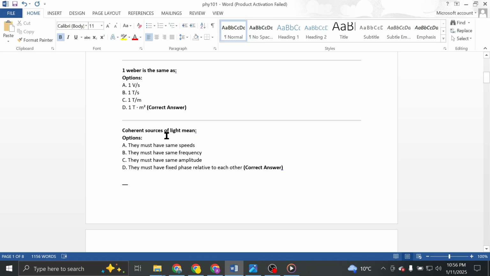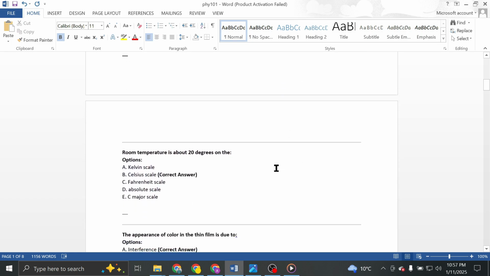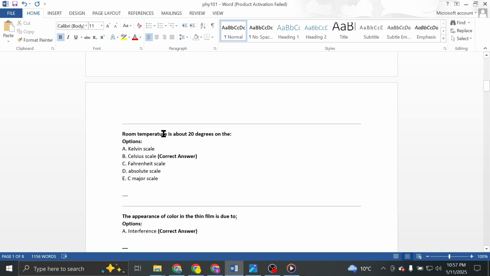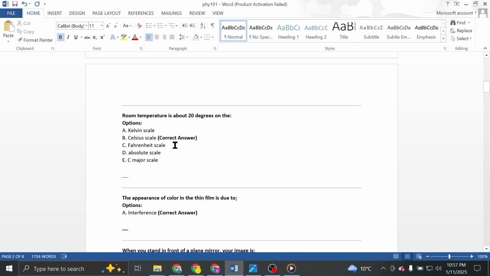Coherent sources of light mean. Options: A, they must have same speeds, B, they must have same frequency, C, they must have same amplitude, D, they must have fixed phase relative to each other. Correct answer. Room temperature is about 20 degrees on the. Options: A, Kelvin scale, B, Celsius scale, C, Fahrenheit scale, D, absolute scale, E, C major scale. Correct answer.